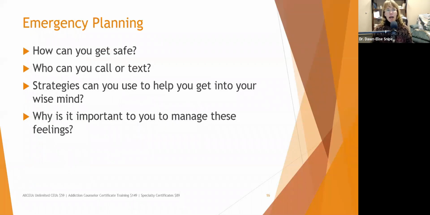Emergency planning for when people feel terrified, when people feel enraged. How can you get safe? If that threat response system goes off and you feel like there is some sort of current threat, how can you get safe? Now, it may be your past is being triggered and you're having flashbacks. There could be a lot of reasons. But if that anger or anxiety feels like it's uncontrollable for some reason right now, how can you get safe?